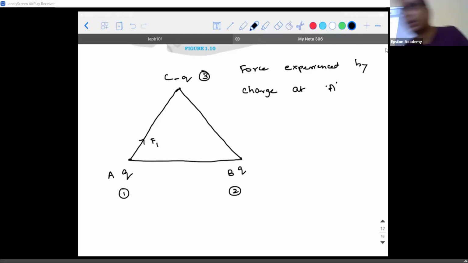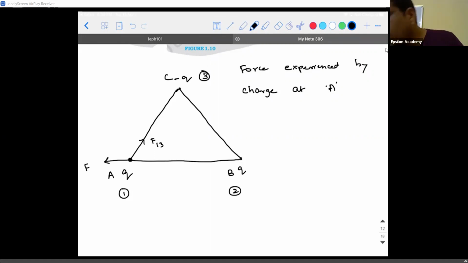F13. Right? In a similar way, what will be the force experienced by the charge at 1 due to the charge at 2? Will it be an attractive or a repulsive force? The charge at 2. It should be a repulsive force. You said repulsive only, yeah? It's repulsive. Okay. So due to the charge at C, it is attractive. Here it is going to be repulsive, because they are like charges. What is the name of this force?